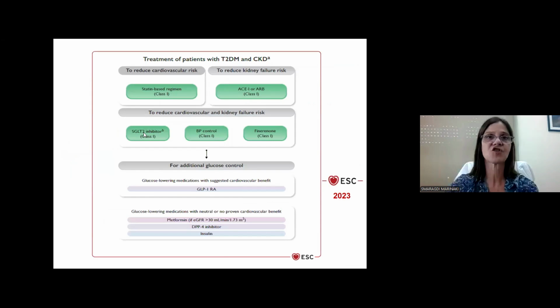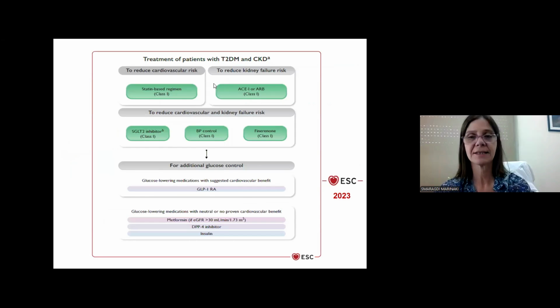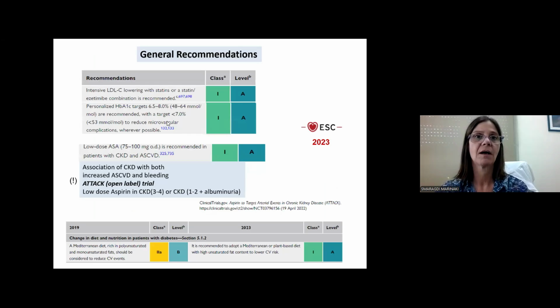Treatment of patients with diabetes and CKD, as we can see again in the European Society of Cardiology guidelines, consists of initiating and sequentially up-titrating doses of all these agents we can apply now.